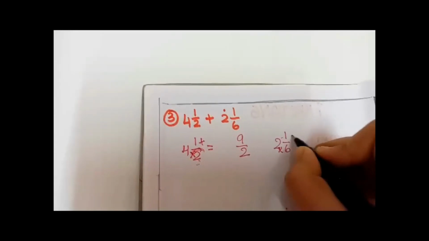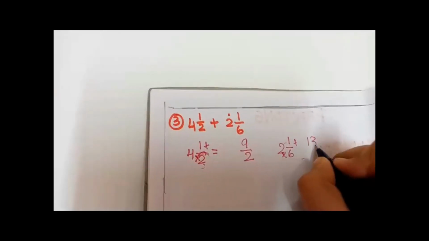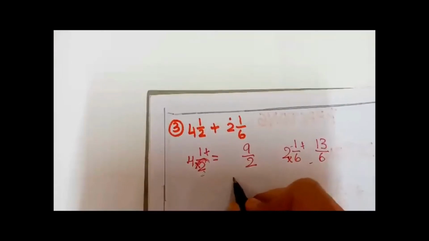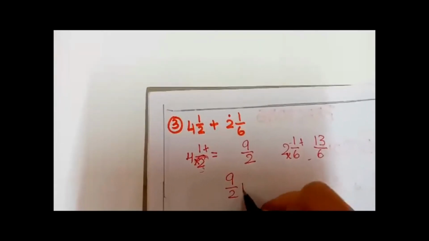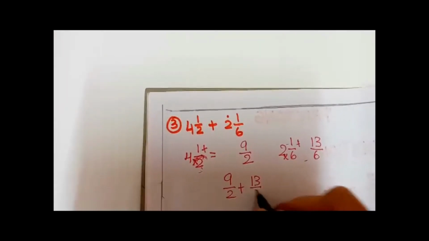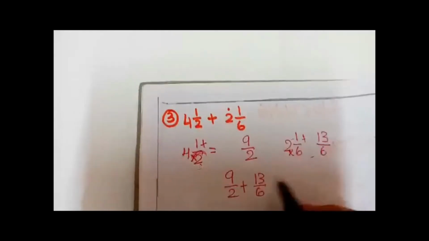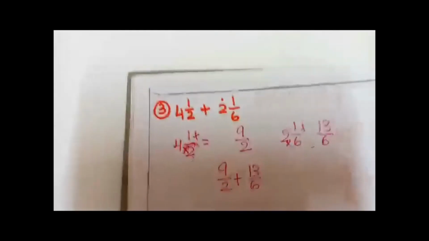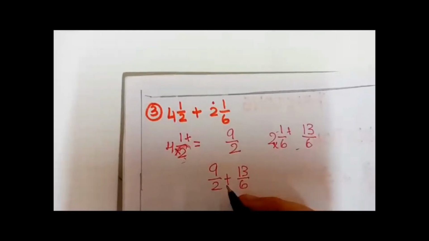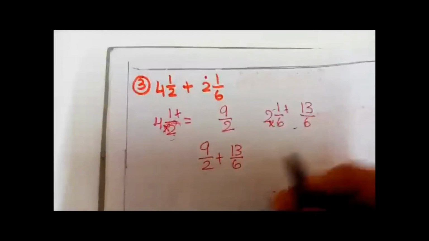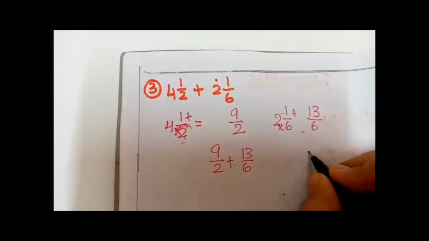6 into 2 plus 1, that is 13 by 6. So here we get our two fractions, 9 by 2 plus 13 by 6. But this is an unlike fraction and we know that we cannot add unlike fractions. So we have to convert this fraction into a like fraction. So for converting, we have to take out the LCM.